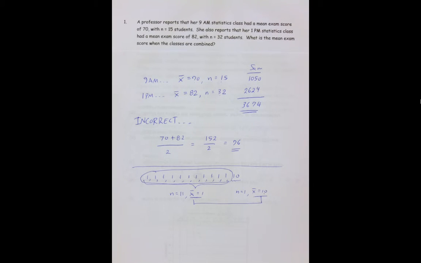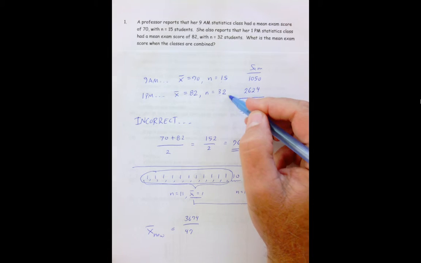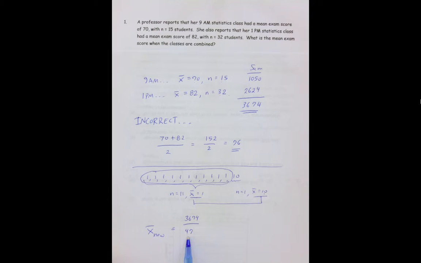If I add these two classes together, the total of their scores has to be 1,050 plus 2624, which is 3674. So I can find my new mean by taking the sum of the scores for everybody divided by the sample size for everyone. Remember, 15 students in the first class, 32 in the second, makes 47 total students. And I can get an average of 78.17.